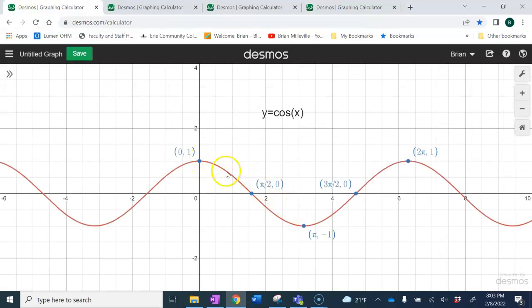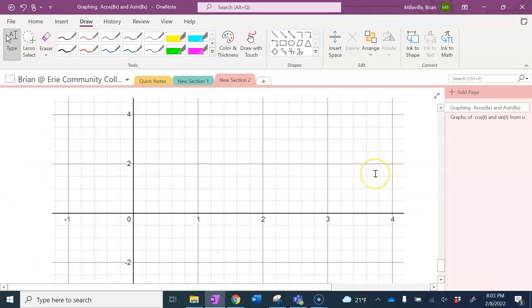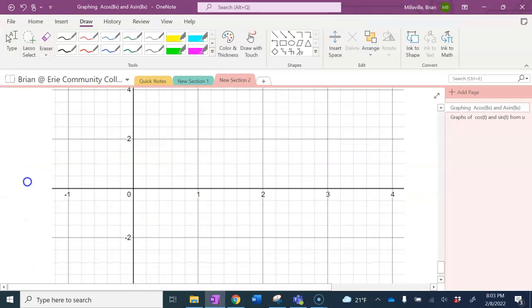All right, then it drops down to 0 one-quarter of the way through its period, down to negative 1 halfway through, back up to 0 three-quarters of the way through, back up to 1 all the way through. We are going to be reflecting this over the x-axis, so we're going to start down at the negative value and then creep up for this example.